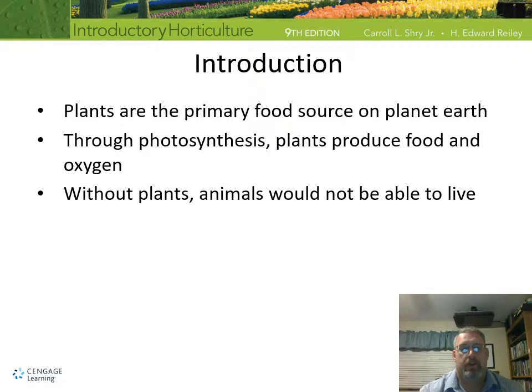The reason they're the primary food source is because of their ability to photosynthesize, which is the ability to create their own food. There are no other living things that can create their own food. Plants do this and they produce food, they produce oxygen, they help to regulate temperature and climate throughout the world. Without plants, animals would not be able to live, and you would have a short time frame of all animals being extinct.